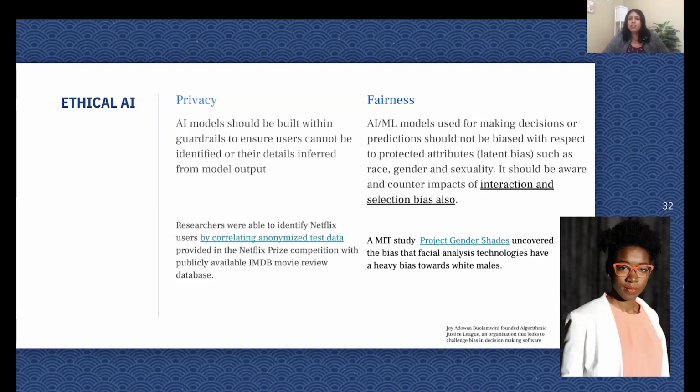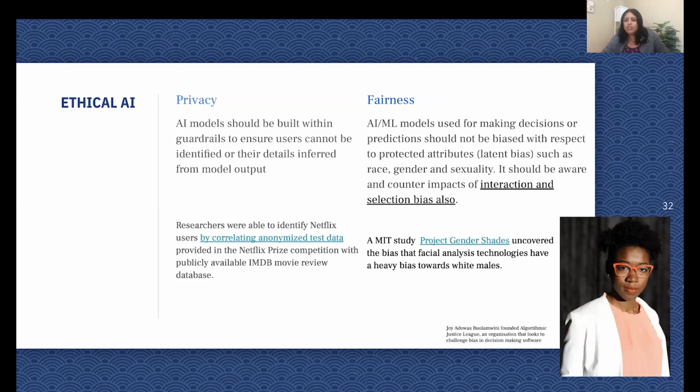Similarly, for fairness, models used for making decisions or predictions should not be biased with respect to attributes like race, gender, sexuality. Also, interaction bias, selection bias. What does it mean? Interaction bias means that the system should not learn only from people who are heavily interacting with it. And it's happened with chatbots learning abusive words from use of Twitter. Or selection bias, which basically means that some set is more represented in the training data set, which leads to that category being predicted more. So we've had cases where recruiting automation algorithms suggested more males for job applications just because the training data set had more males.